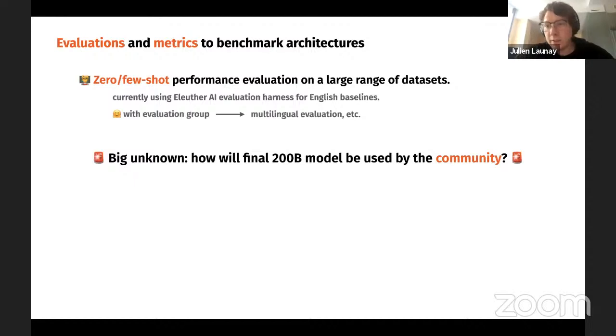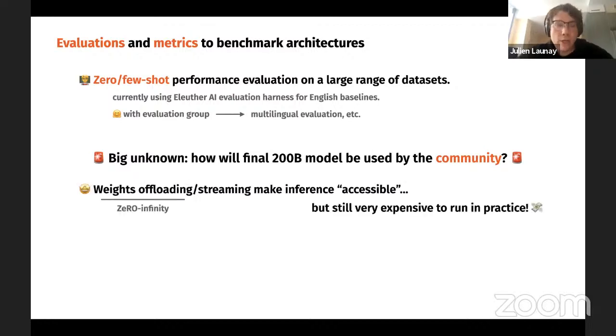One unknown in the evaluation and in our work is how the final 200 billion model will be used by the community. We know that with weight loading and streaming, stuff like ZeRO-Infinity, which you have probably heard about, you can essentially run inference on any model on a single GPU. You can even do inference on a 1 trillion parameter model on a single GPU. But it will be very slow and still very expensive to run, in terms of compute.